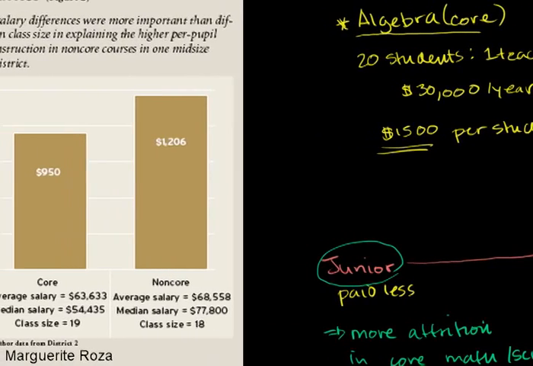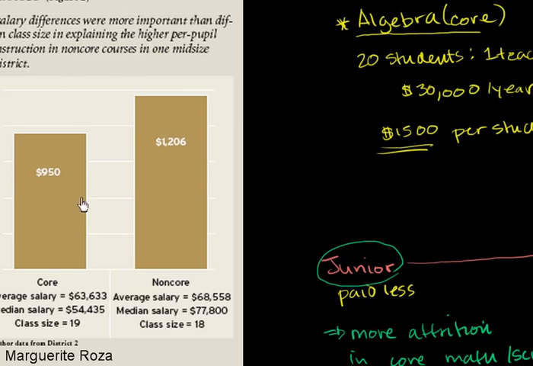And I want to be clear, this is not just some random made-up example. I did make up those numbers, but I want to show you that this is actually happening. So this is a chart. The author is Marguerite Rosa. It's from a presentation that she produced. And this shows teacher salary differences were more important than differences in class size in explaining the higher per pupil cost of instruction in non-core courses in one mid-sized eastern district.